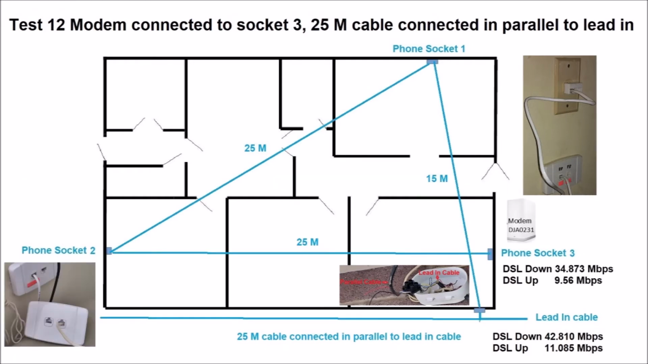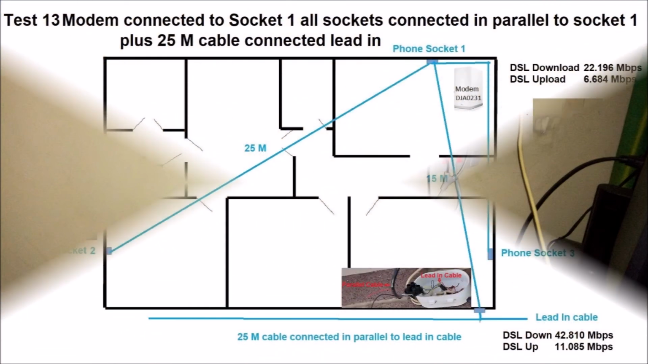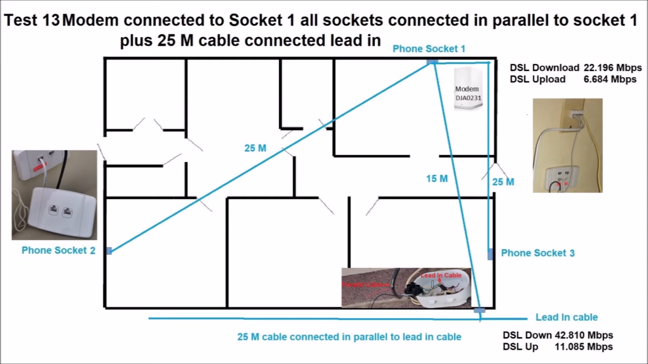Next, the 25-metre telephone extension cable was connected to the end of the Cat5e cable, and the modem was connected to the other end of the telephone extension cable. At this location, the DSL download speed was about 8 megabits per second slower, and the upload speed was about 1.5 megabits per second slower than the speed of the feed-in cable. Next, the 25-metre telephone extension cable was connected to socket 1, and the modem was also connected to socket 1. In this configuration, there were now 4 parallel cables to the line from the node. This resulted in both download and upload DSL speed being reduced by 50% at socket 1.